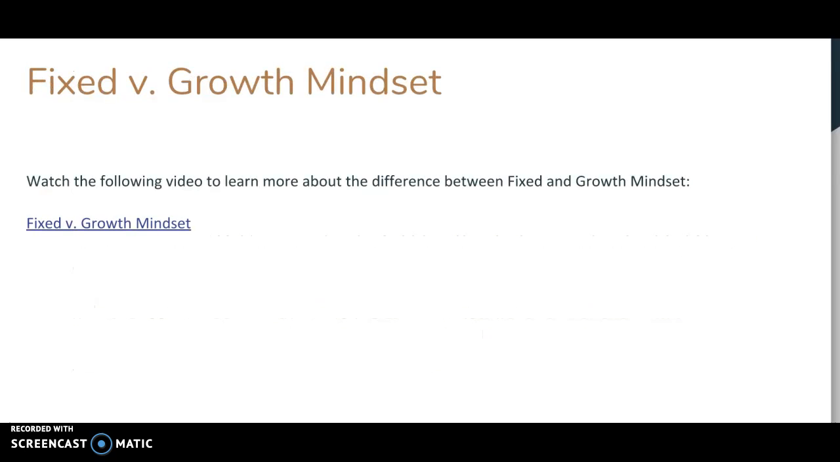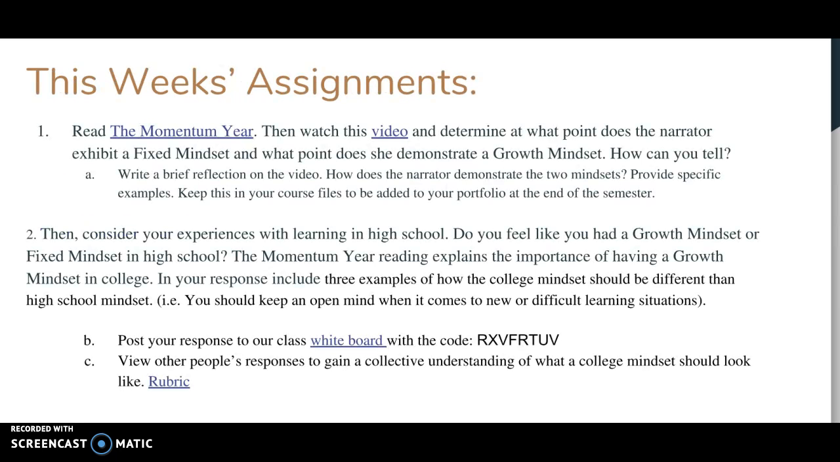So there's many activities that are associated with fixed versus growth mindset understanding. So the first one will be to watch the video on fixed versus growth mindset. Then you will read the momentum year and watch another video. And this video, after you've watched it, you will determine at what point does the narrator exhibit a fixed mindset and at what point does she demonstrate a growth mindset.